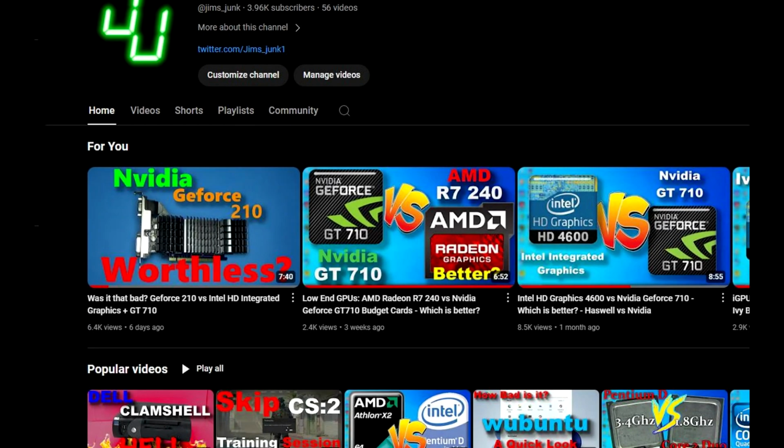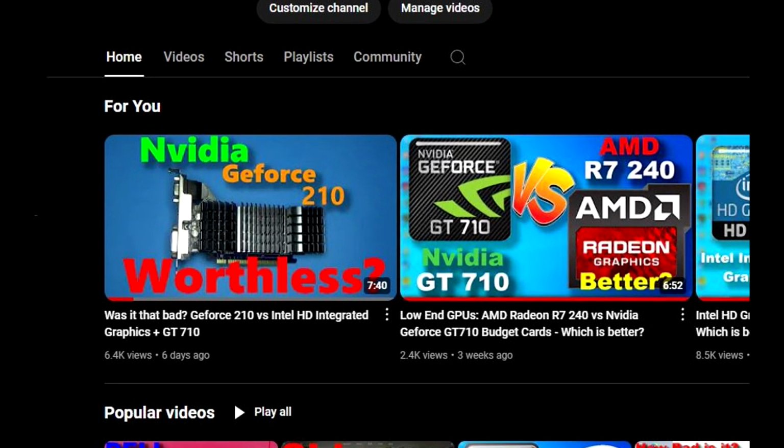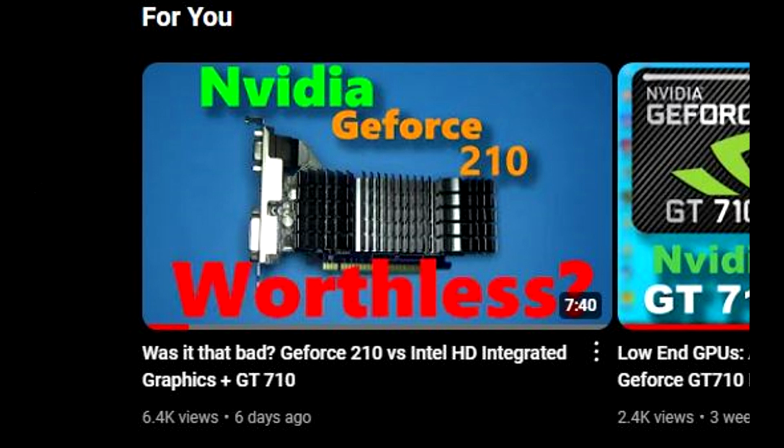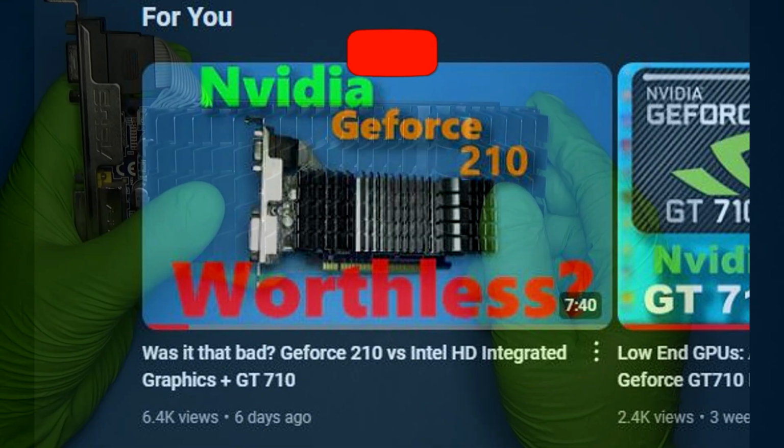So this is sort of an addendum to my previous video comparing Intel's first generation HD graphics to the NVIDIA GeForce 210. Some have commented saying that they'd like to see the 210 compared against the 710, or wish I had done all three. So here's just a quick video showing the performance of all three compared side by side.